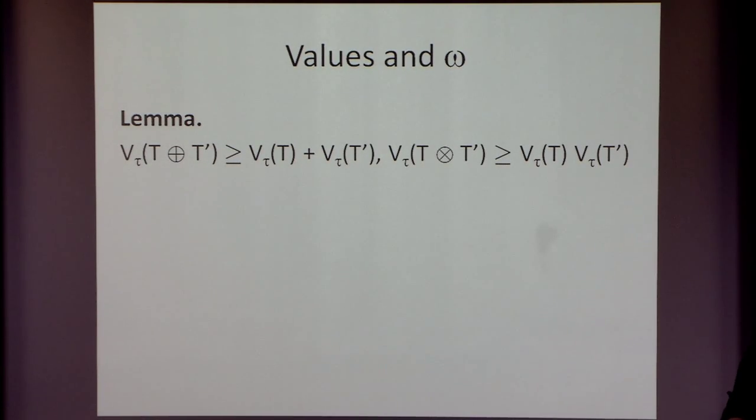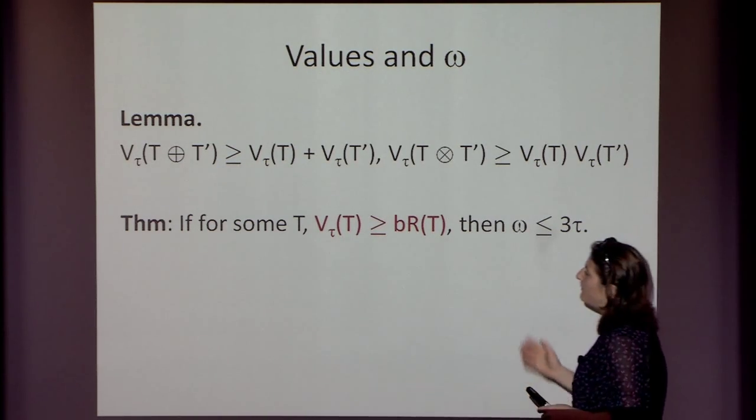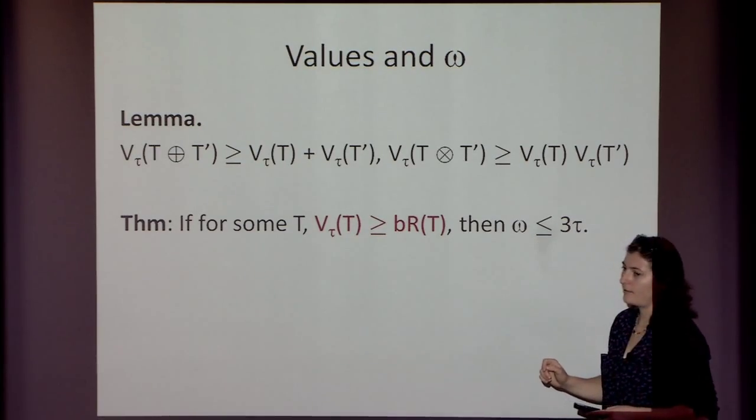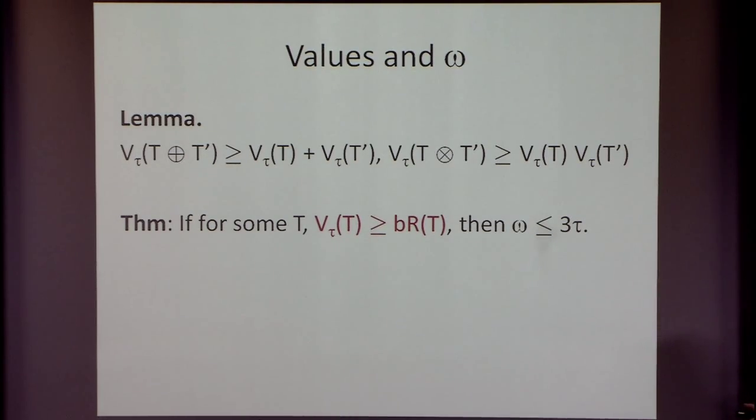So one simple lemma you can show is that these value functions are always super-multiplicative and super-additive. So if we have a direct sum of two tensors, then the value of their direct sum is at least the sum of the values, and the same with the tensor product. And this allows for a relatively simple proof of the following theorem that has been implicitly used since Coppersmith and Winograd: if you have some tensor and you can show that its value in terms of tau is at least the border rank of the tensor, then omega is at most 3 tau.